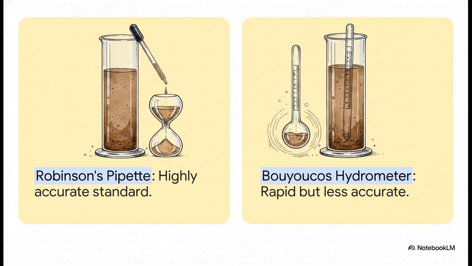On the flip side, we have the Bujoko's hydrometer method. This uses a calibrated hydrometer to measure the continuous decrease in the density of the soil suspension as things settle out. It's way faster, great for running a lot of samples, but it's inherently less accurate than the pipette method.